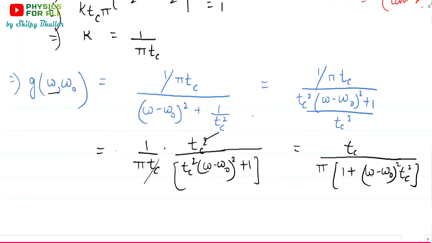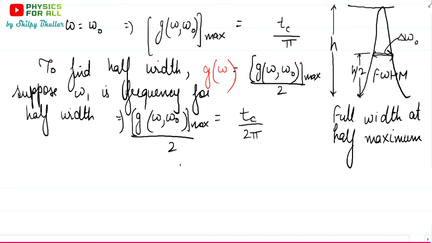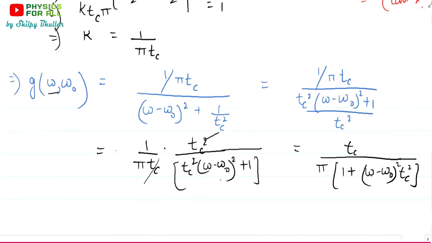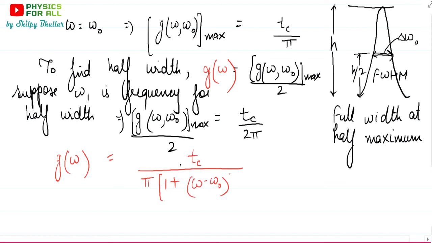And what else do we know? We know that in general, the formula for g is this. This is the general formula. So we can write this formula for this g(omega) also, because generally g(omega) is nothing but this value. So just write it down, Tc upon pi, 1 plus (omega minus omega naught) whole square Tc square. Since this g(omega) is for frequency omega 1, when the intensity is half of the maximum intensity, here instead of omega, I am going to write omega 1. That's the only difference. Now we have got two values of g(omega).